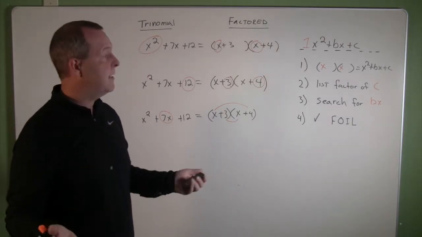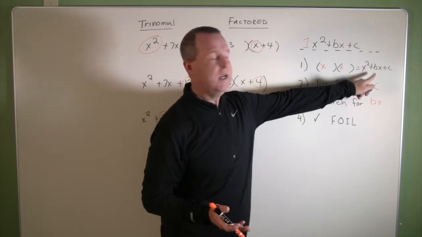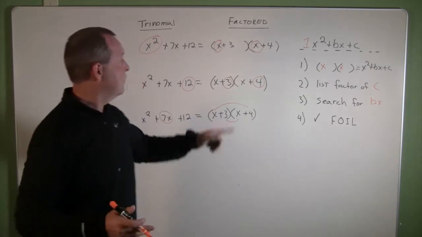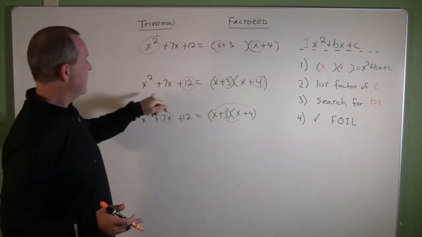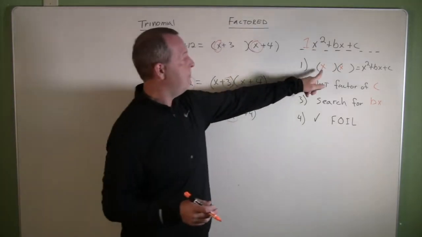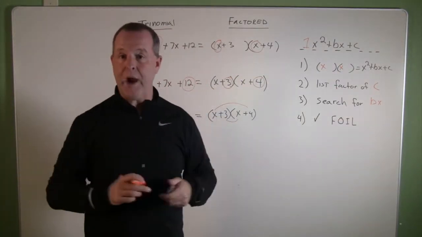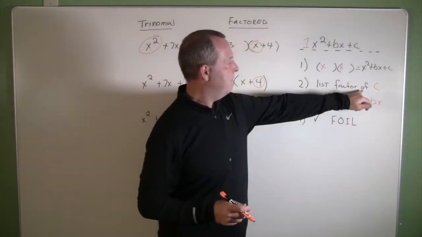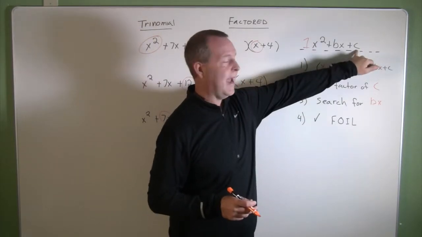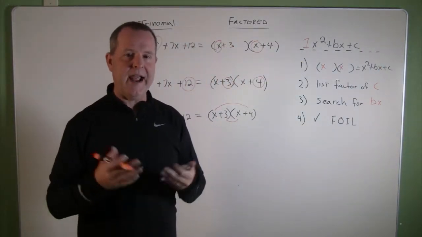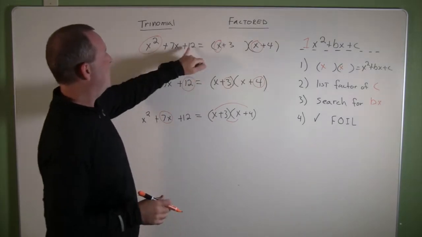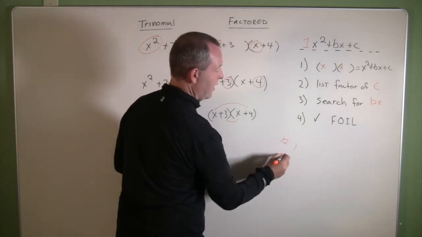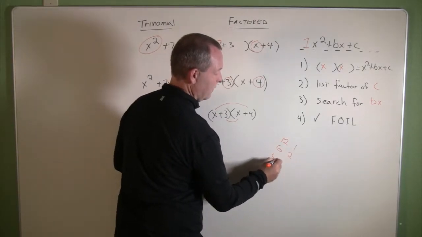The first thing I like to do when I see a trinomial is draw the parentheses, and then we know what should be in these first two terms. All of these are x's in those first two terms, so simply place an x and an x within the brackets. Step 1, we're on our way. Step 2, list all the factors of c, the constant, the last term. List all the factors and have them on the side of your sheet somewhere. For example, if it's a 12, all the factors would be 12 and 1, 6 and 2, 4 and 3.